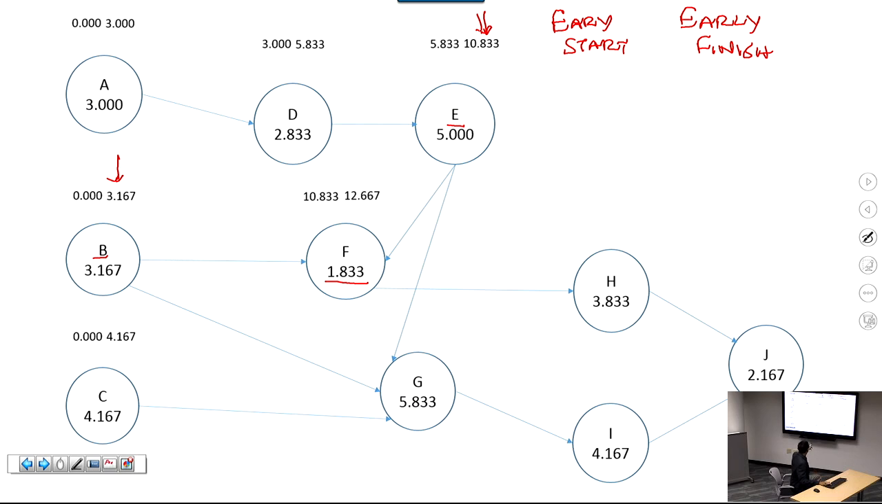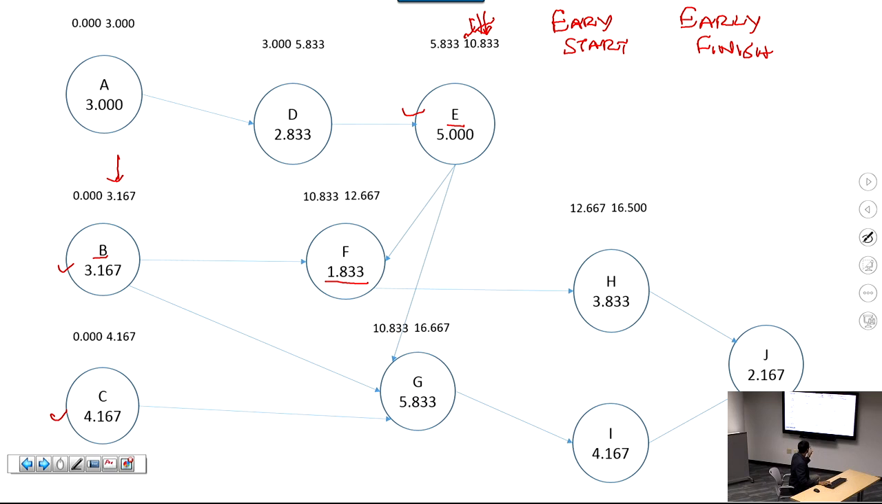G can start after 3 activities are done, B, C, and D. The earliest that all three are done is again that, right? So then G similarly will start at 10.833. Add the time for G, and it would be finished by this time. H can start after F is done, right? H takes 3.833. At that time, H would be finished by that time.